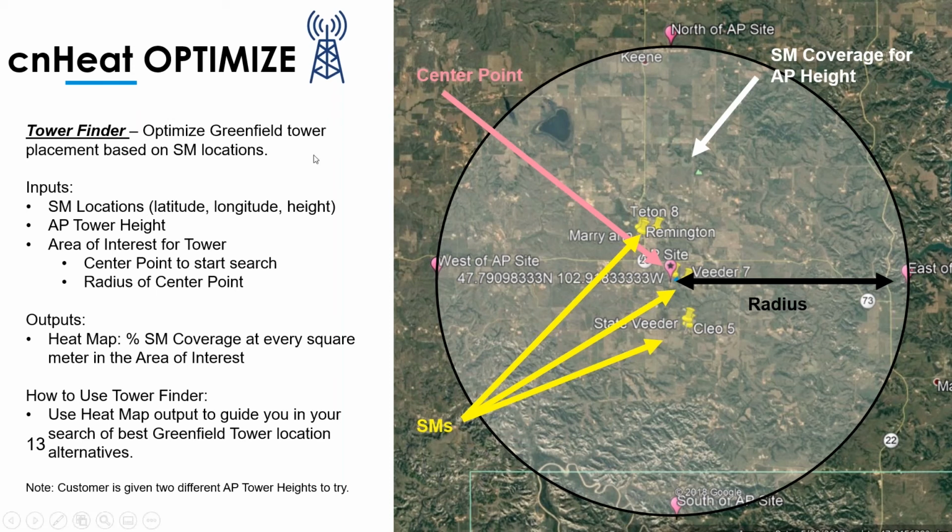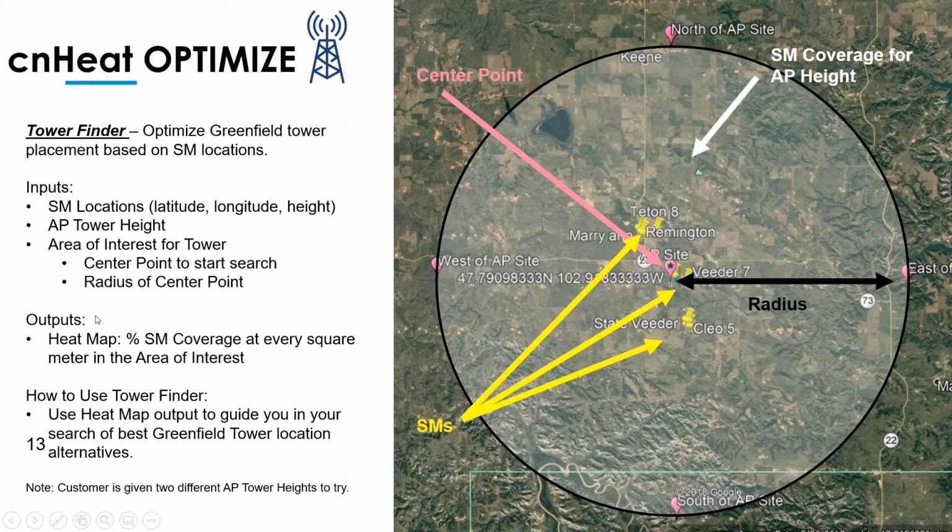And then you give us your area of interest for placing your tower. So you say, here's the center location where I want to start my tower search. And then I'll go on a radius of some amount, like let's say 8 miles. And you'll search this whole area trying to understand what is the best location to put a tower.